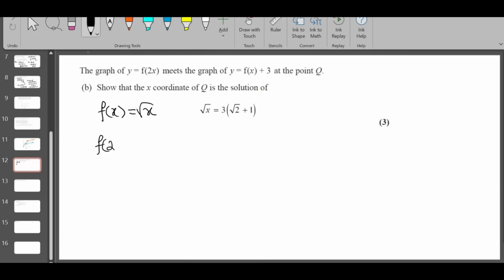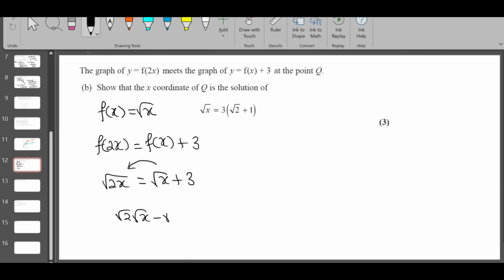So f of 2x is equal to f of x plus 3 because we are finding the point of intersection. How do we write f of 2x? Square root of 2x, right? And here f of x plus 3. So I'm going to move this here and make square root x the subject. So square root of 2 square root of x minus square root of x is 3.